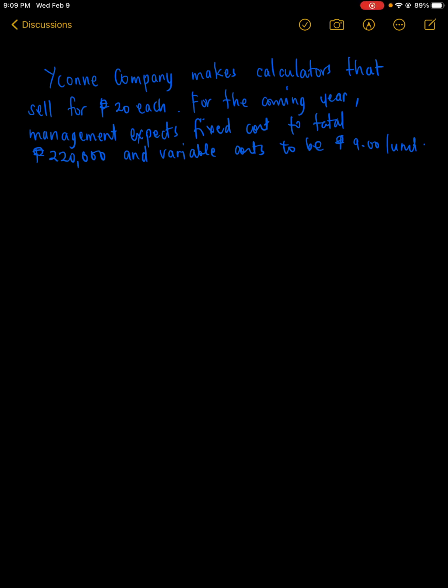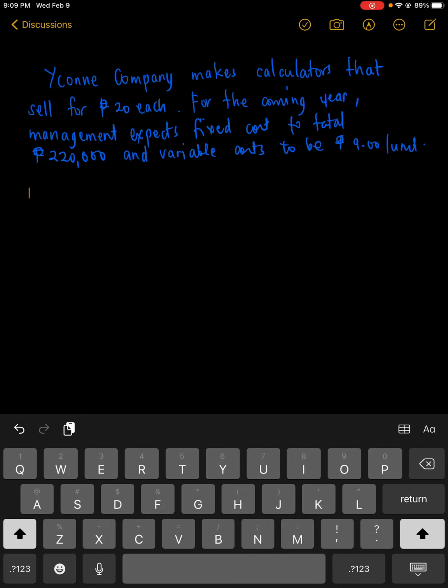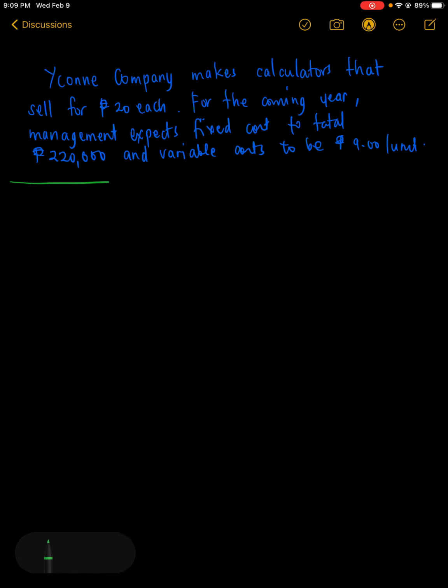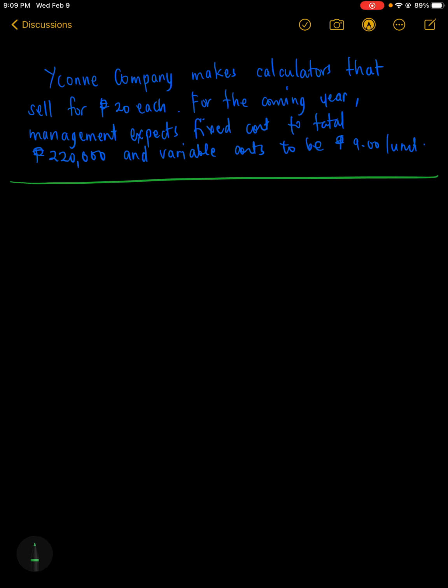Okay, so this is another demonstrative problem on the CVP analysis. So let us say, Econ Company makes calculators that sell for 20 pesos each. For the coming year, management expects fixed cost to total 220,000 and variable cost to be 9 pesos per unit. So based on the problem, we have three very evident figures given.